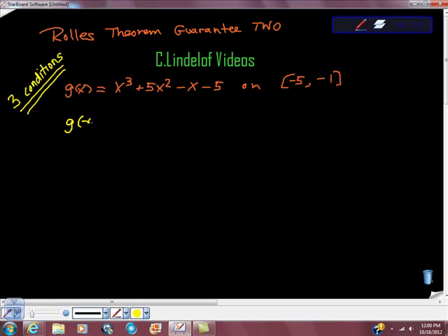Take g of negative 5, and we'll compare g of negative 5 to g of negative 1. Seth, what is g of negative 5? It's 0. G of negative 1? 0. So this is an AP exam we're taking, so we're holding the hand of our reader. So we're going to say to them that g of negative 5 is equal to g of negative 1. Therefore, yes by Rolle's.